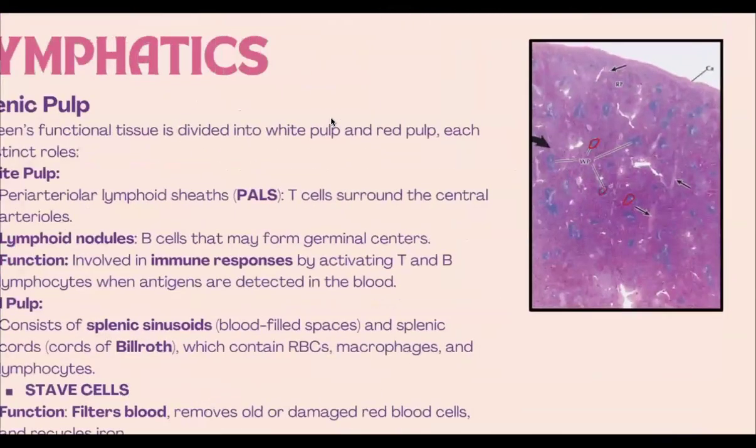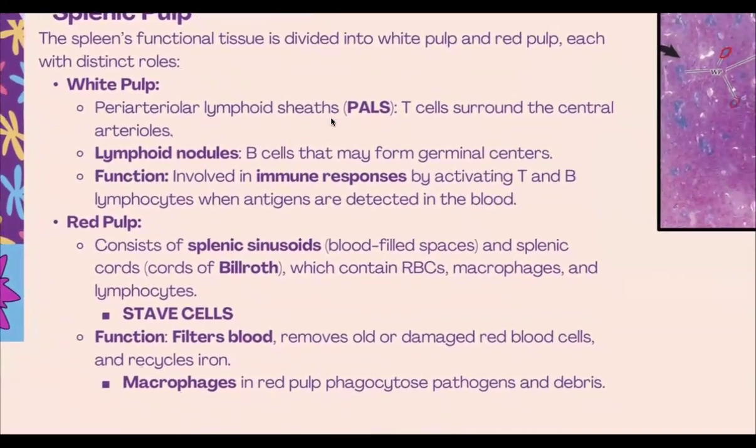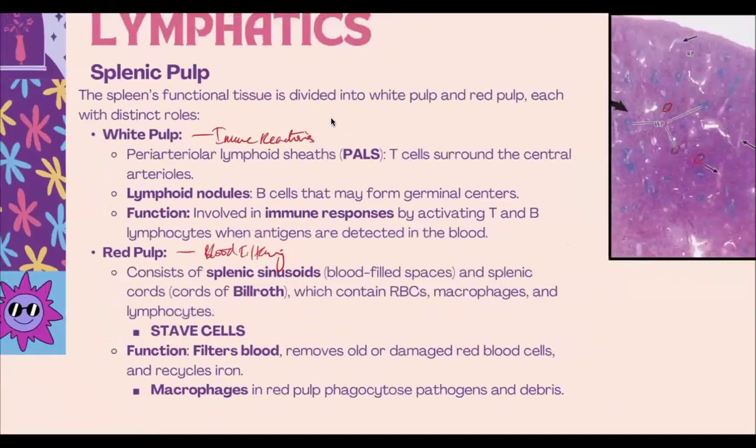This is probably colored blue because of the dye, but the white pulp is what's doing all the immune reactions, because we mentioned that the spleen is still carrying out immune reactions. The red pulp is the one associated with the blood filtering and so on, and it kind of works, right? White is related to white blood cells, think of immune reactions. Red, blood is red, so it's related to the blood part.